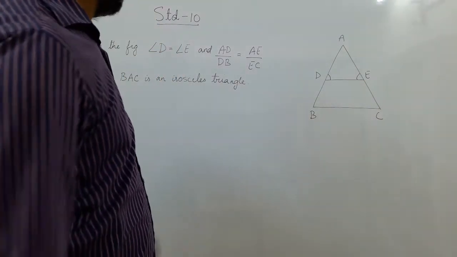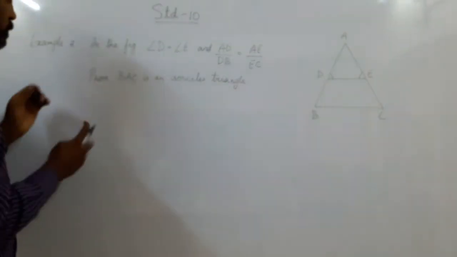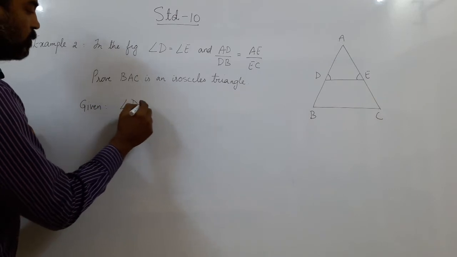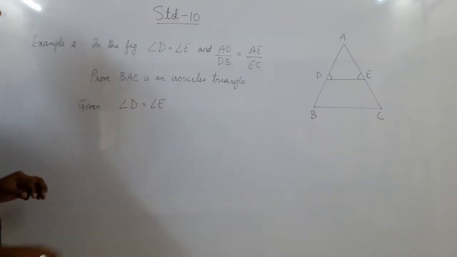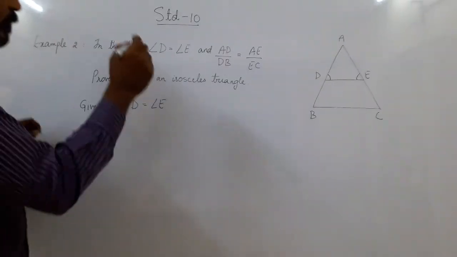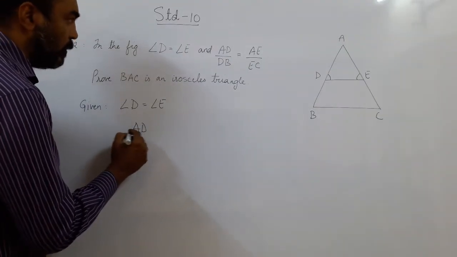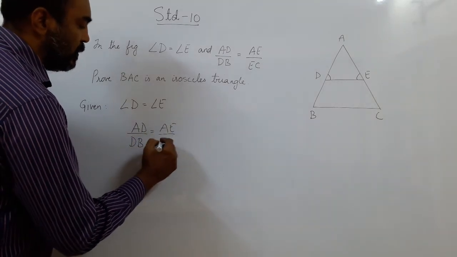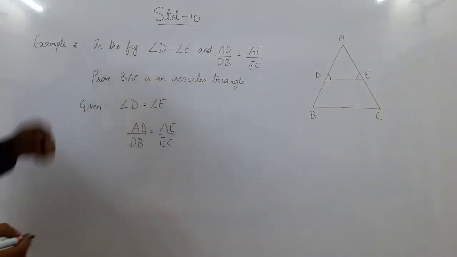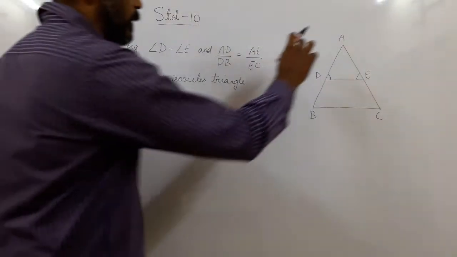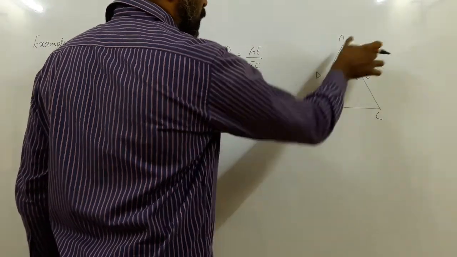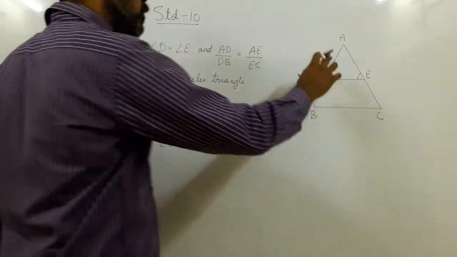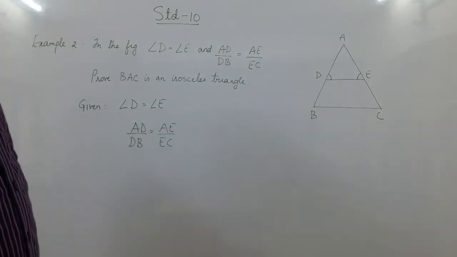So first of all, what is given to us? Angle D equal to angle E. Bear that in mind, but that is for later. We are also given AD upon DB equal to AE upon EC. So what does this tell us? If you observe, AD upon DB equal to AE upon EC, part on the part equal to part on the part. So the ratio of the two sides is equal.